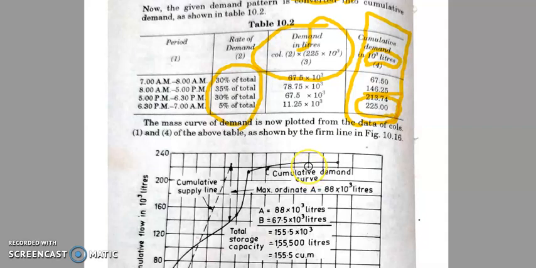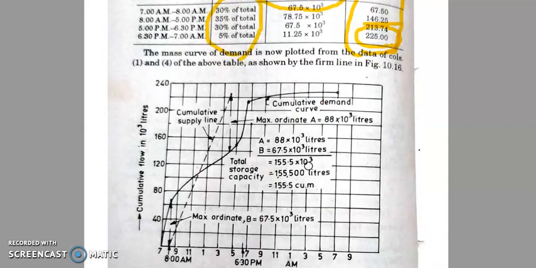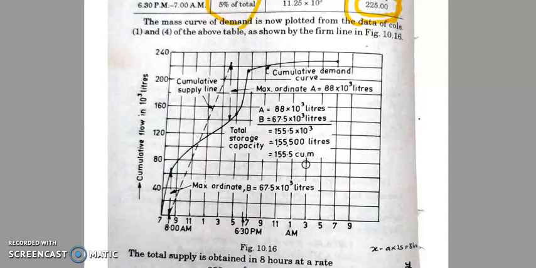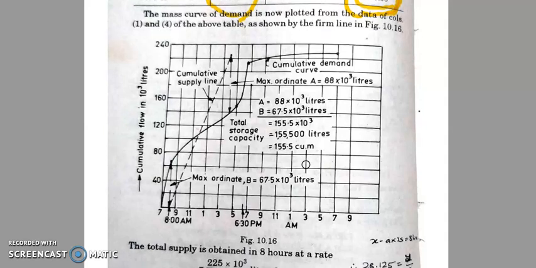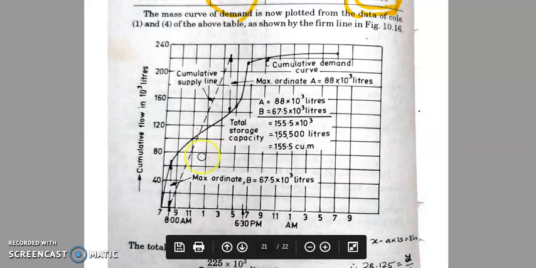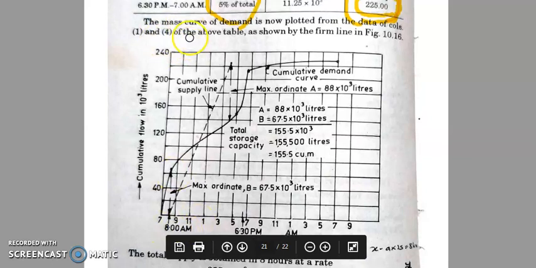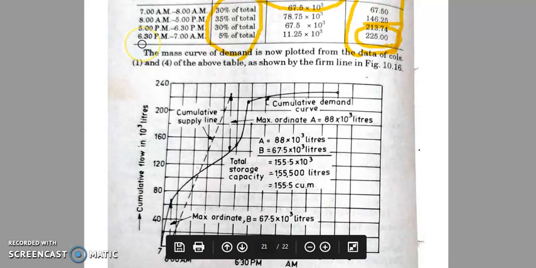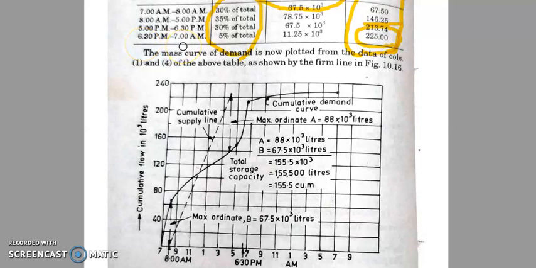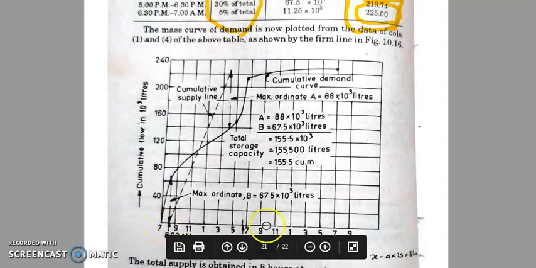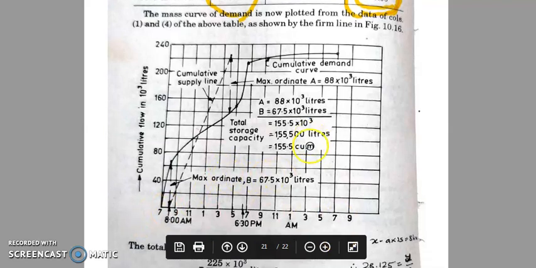Now, the mass curve of demand is plotted just like in the earlier problem, using the values of column number 1 and column number 4. So here 7 a.m. to 8 a.m., like that, it goes up to the last, 6:30 p.m. to 7 p.m., right, and then 7 a.m. to 7 a.m. You can just see here, each block is 2 hours. So 7, 8, 9, 10, 11, 12, 1, 2, 3 like that.